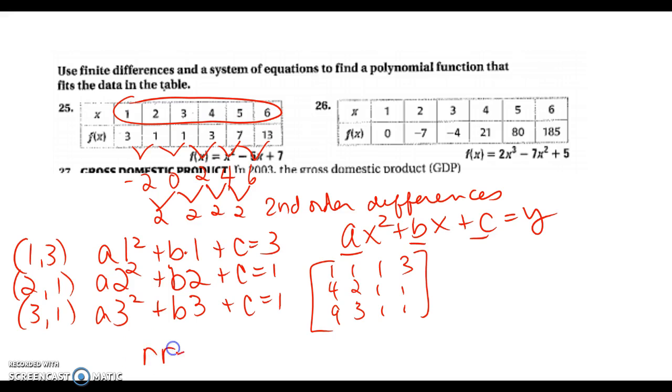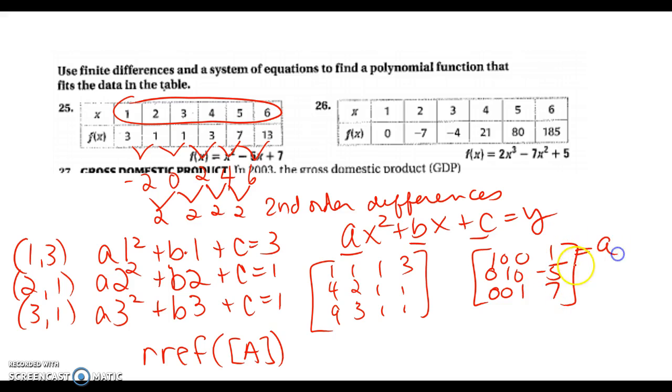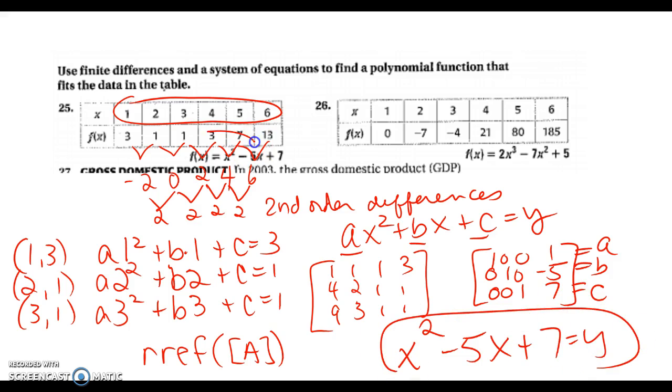Next I'm going to do RREF of this matrix. So let me get out of here. Second matrix over to math and down to B, which is RREF. Second matrix will bring A out, and this is what I get. 1, 0, 0, 1, 0, 1, 0, negative 5, 0, 0, 1, 7. A, B, C. So it's 1x squared minus 5x plus 7 equals y. Thank goodness, that's what they had up there.